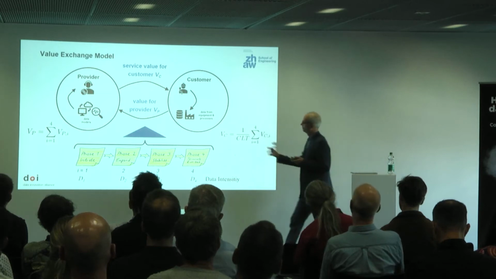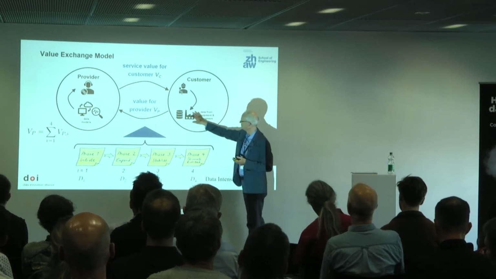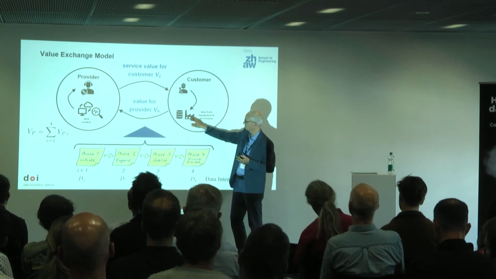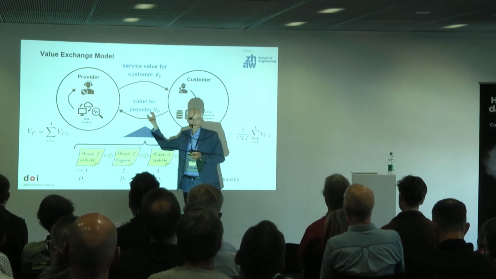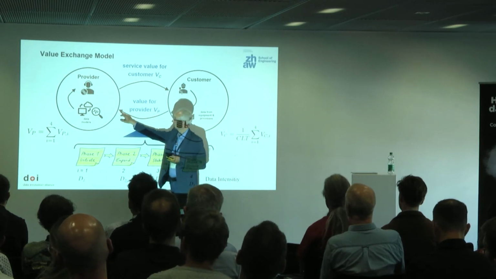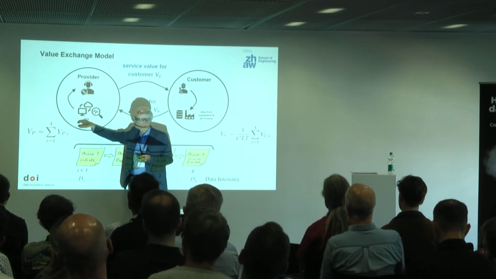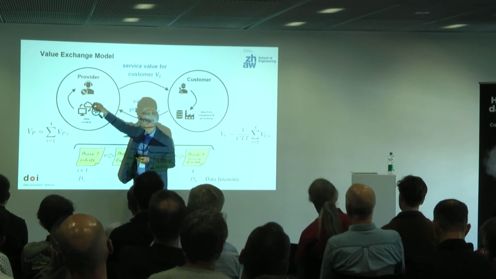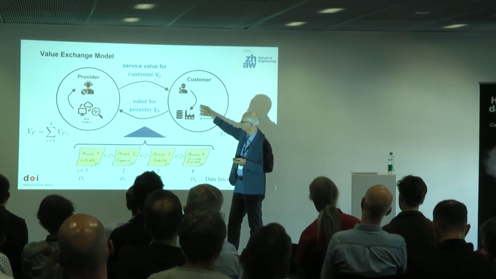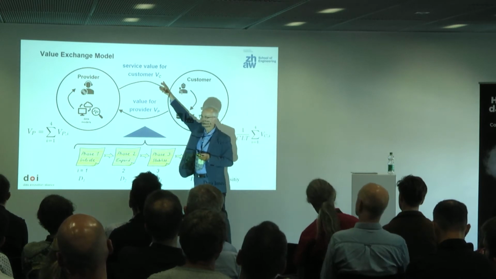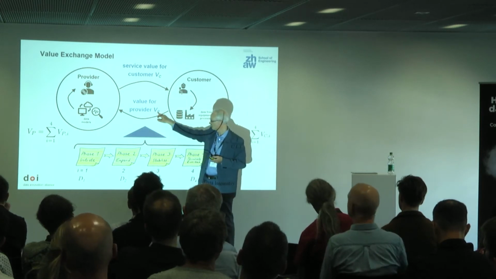We have here, on that side, the customer having an equipment, your machine, which creates data. The customer sends that data to the provider, which is the first kind of value flow. The provider creates data models, and with the help of those data models, creates better service for the customer. So we have a value that the customer gets, V_C, and the value that the provider gets, V_P.